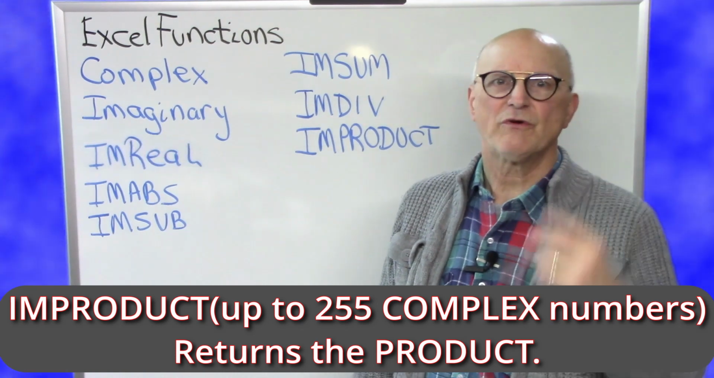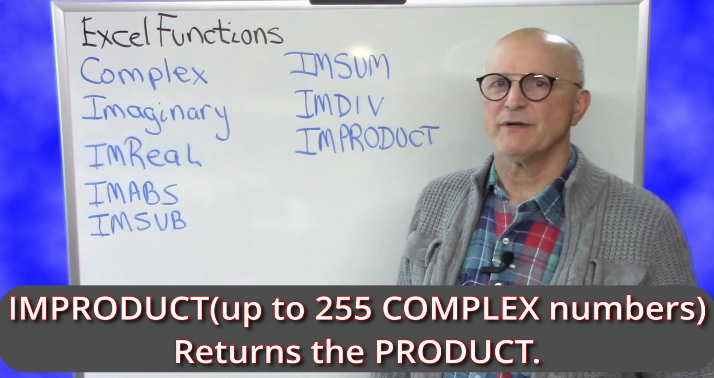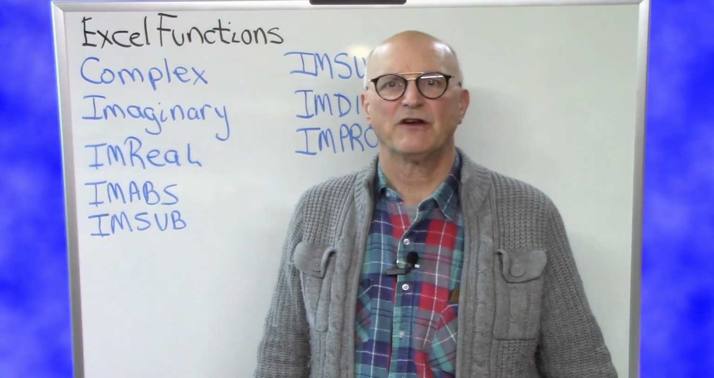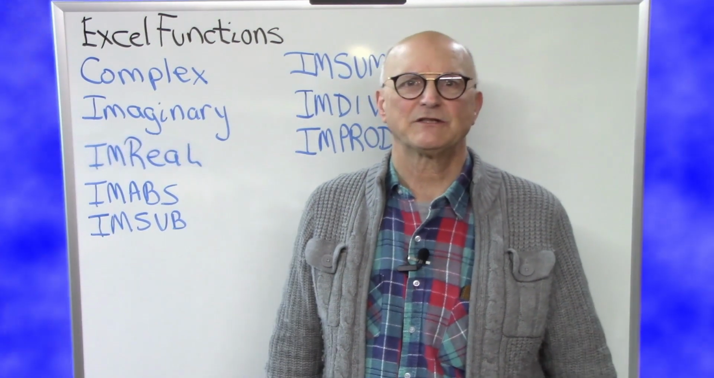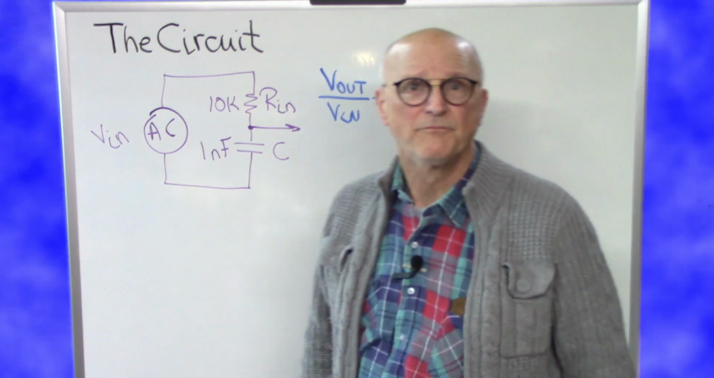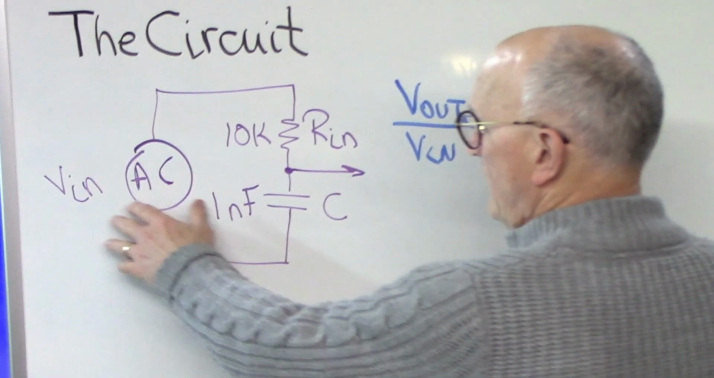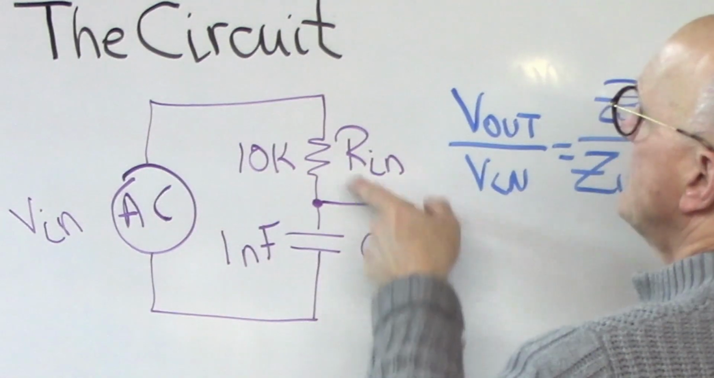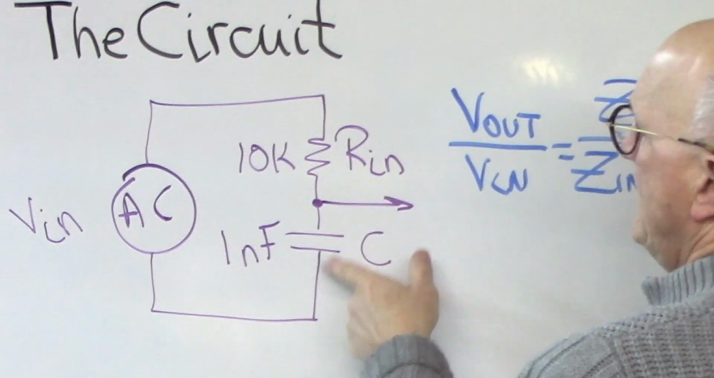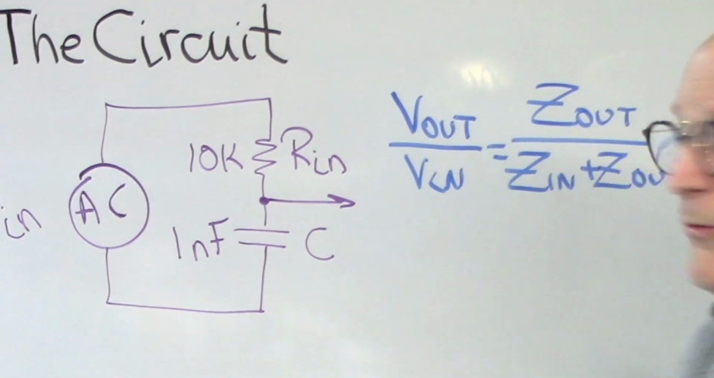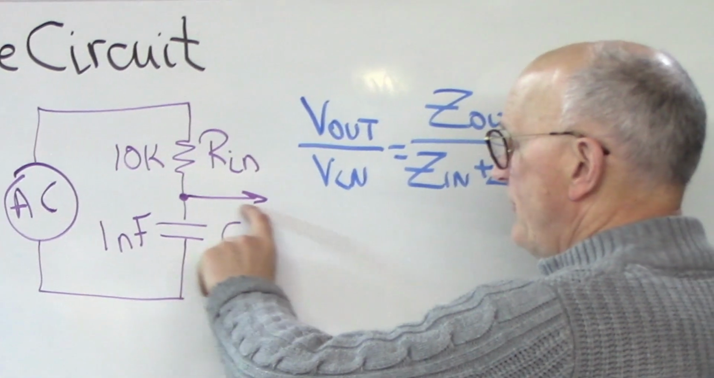It has two or more arguments, which are the complex numbers to be multiplied. Now that we have this introduction under our belt, we can turn our attention to the circuit we're trying to analyze. So here we have our simple circuit. It is an AC voltage source connected across a series combination of a 10 k ohm resistor and a 1 nanofarad capacitor. The output is across the capacitor itself.